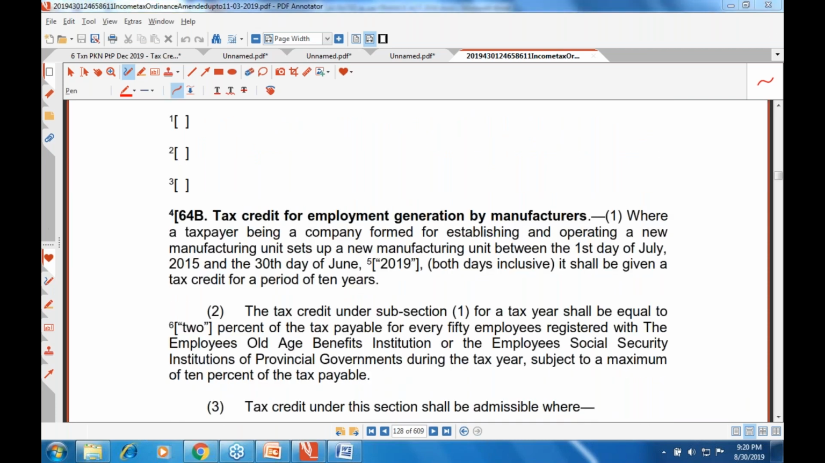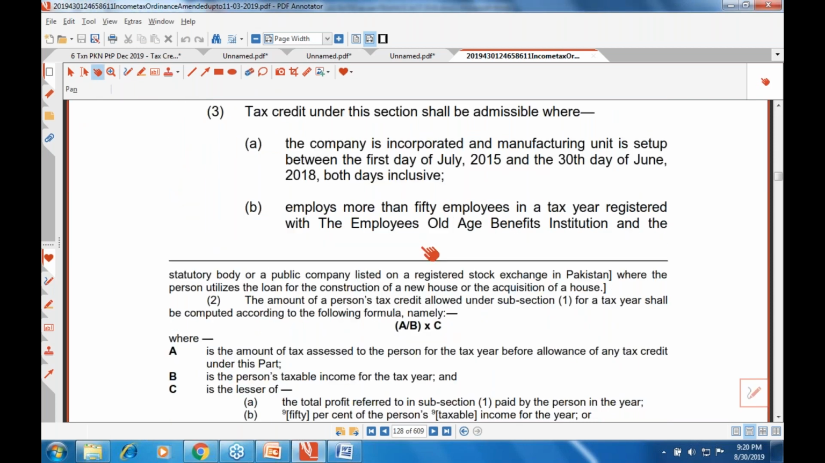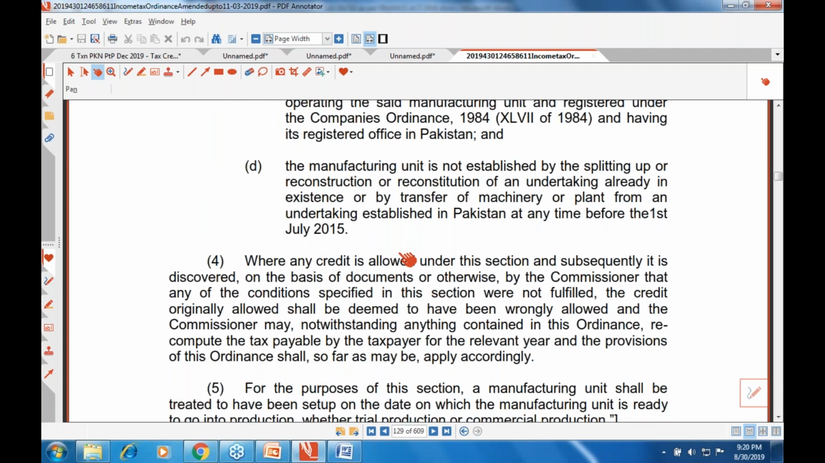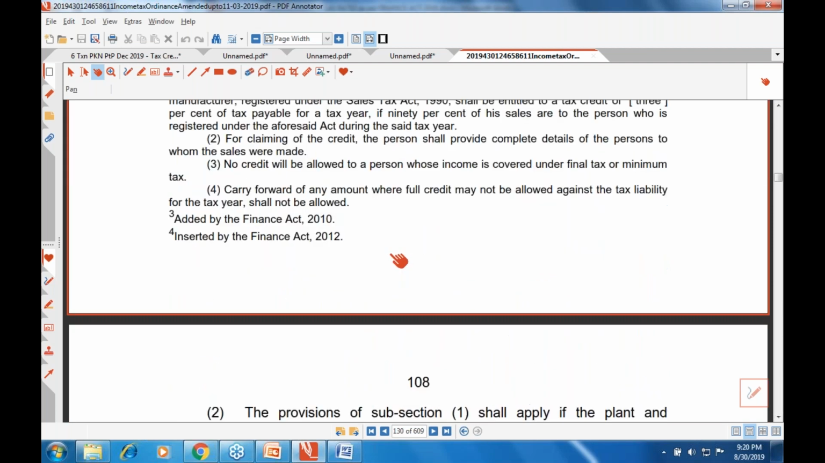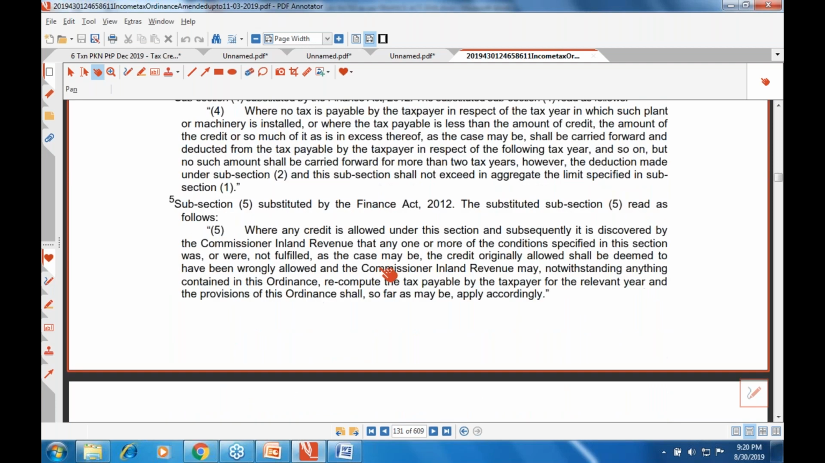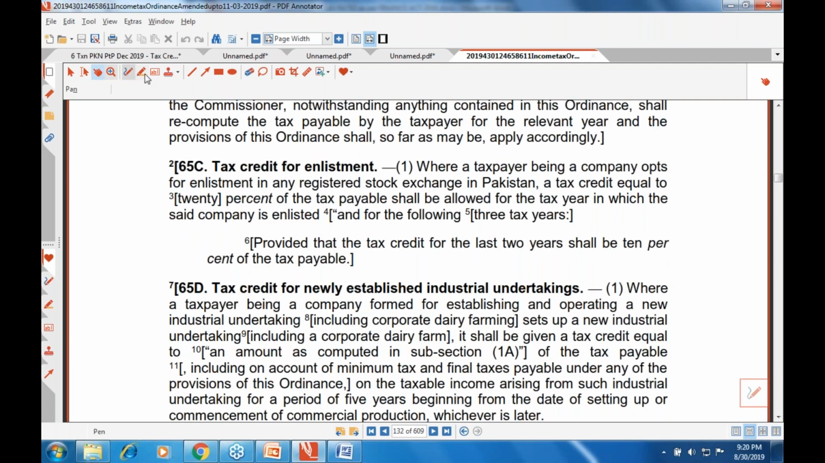Okay, so I have in front of me the income tax ordinance, and under this income tax ordinance, I'm going to discuss the other aspects to you also. Now number one aspect that I'm going to discuss is tax credit for enlistment. What exactly do we mean by enlistment? It is basically when a company gets listed. That's called tax credit for enlistment.